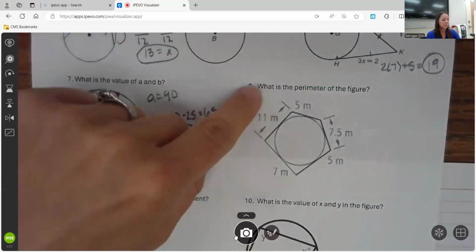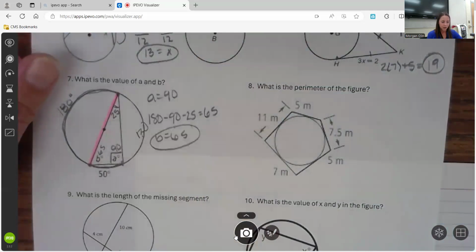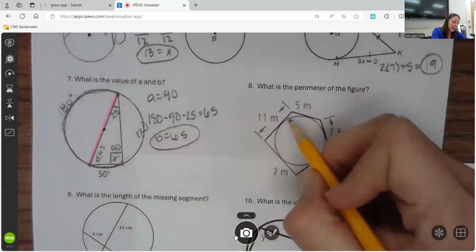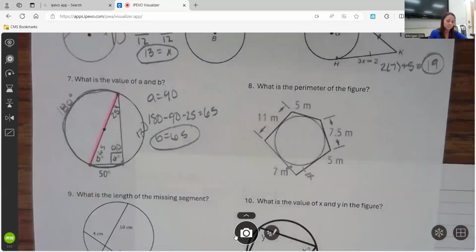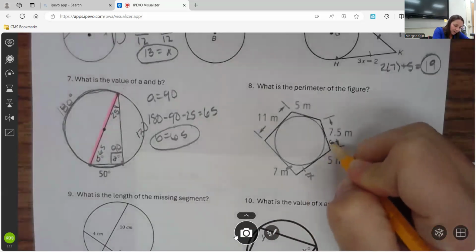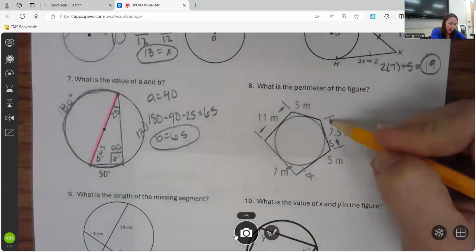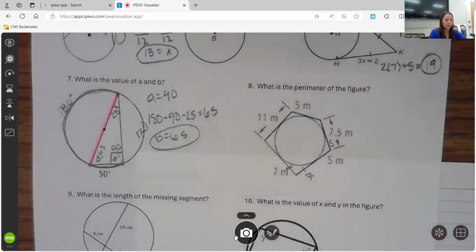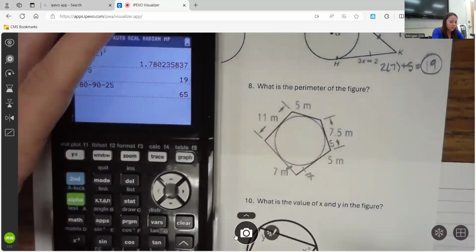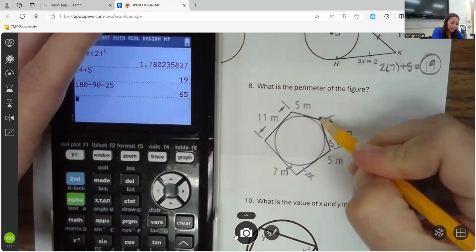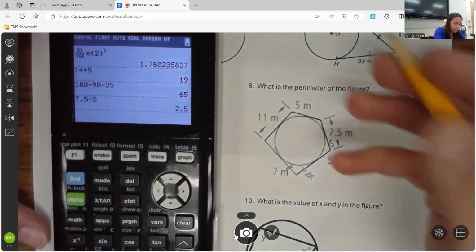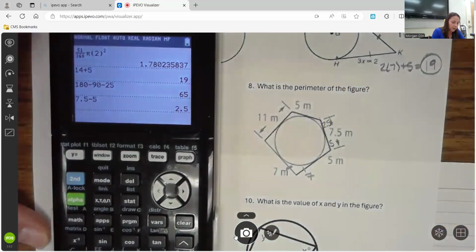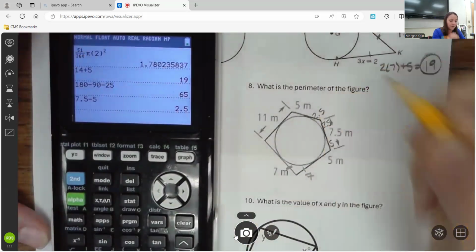Now in number 8, I've got to find the perimeter of this entire figure. I noticed just like in number 6, you have tangents. That means these segments are equal. So like if this is 7, this is 7. If this is 5, this is 5. But do you notice how the whole segment is 7.5? The reason why I have to find what this little segment is is because I have to figure out what that is right there. So 7.5 minus 5 is 2.5. So that little part is 2.5 right there.